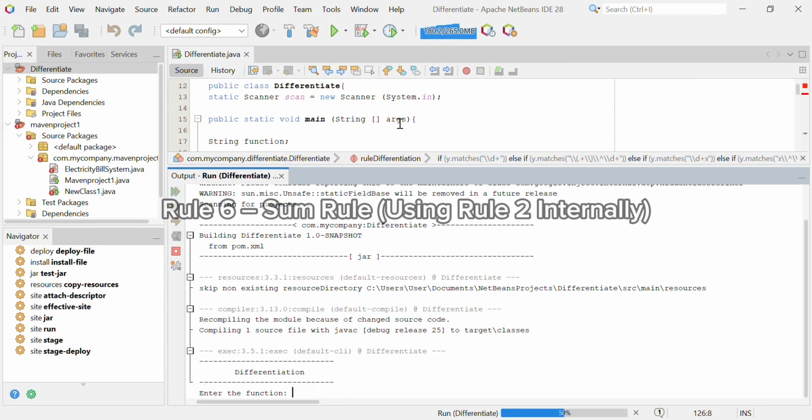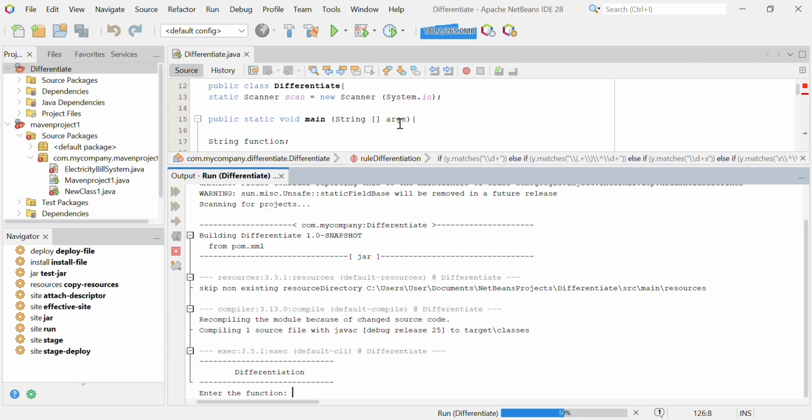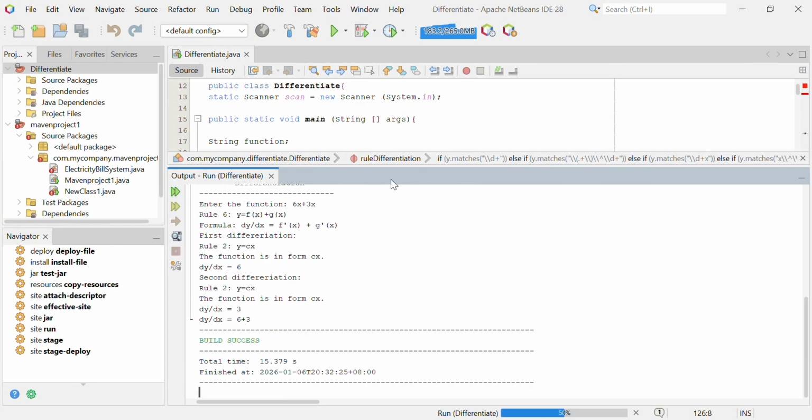Rule 6. Sum rule using Rule 2 internally. When the input function is 6x + 3x, the program identifies it as the sum of two functions. Each term is differentiated separately. Since both terms are linear functions, the program internally applies Rule 2 to each term. The results are then combined, and the final output is dy/dx = 6 + 3.